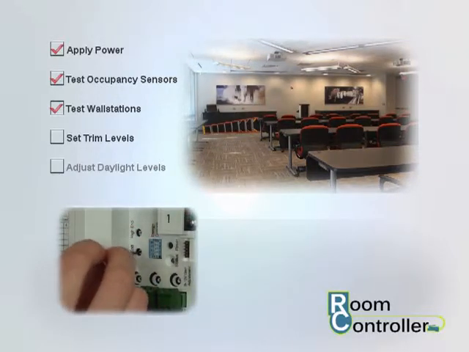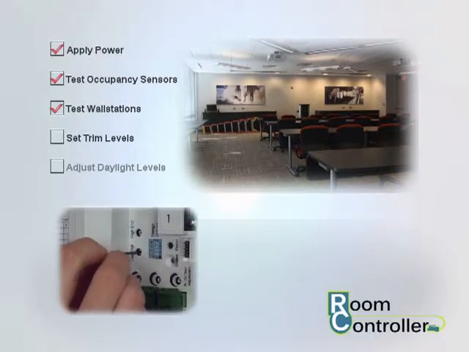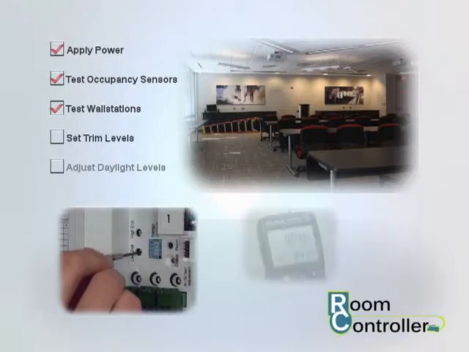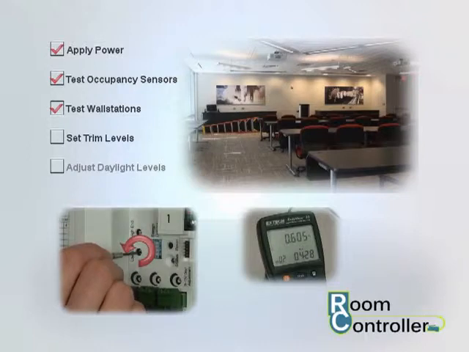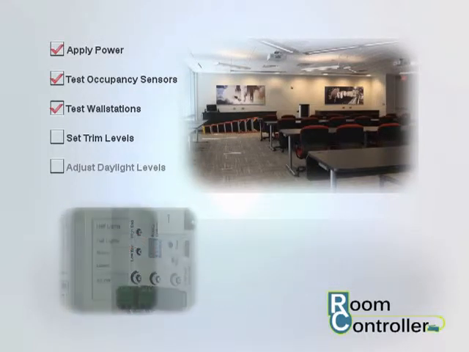Next, turn the minimum trim dial clockwise and then fully counterclockwise. The light level in the room will go to full dim. Turn the dial clockwise in small increments until you begin to notice the light level increasing in the monitored space. Then, turn the dial slightly counterclockwise from where this change begins.